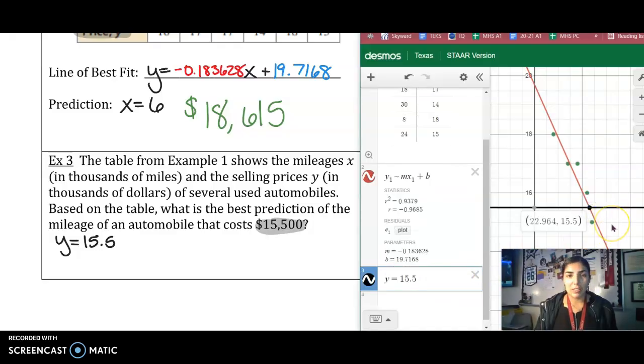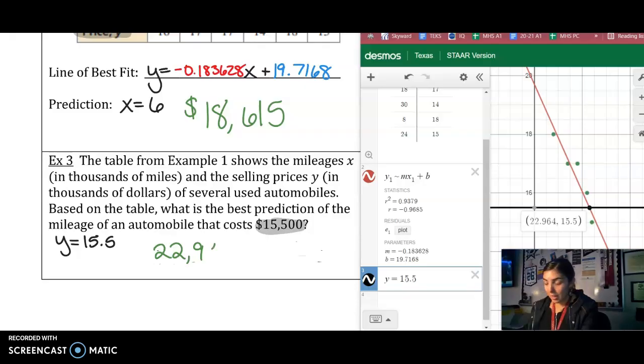Now, our best prediction of the mileage of an automobile is where the line meets our line of best fit. I apologize, it cut me off and it's all glitchy. But the best prediction here for the mileage of a car that costs $15,500 is that that car probably has 22,964 miles on it. We predicted the future based on our line of best fit. Again, they gave me an output. Output is y. So I look where that horizontal line y equals 15.5 crosses my line of best fit.